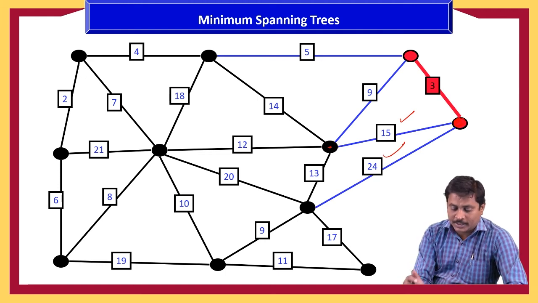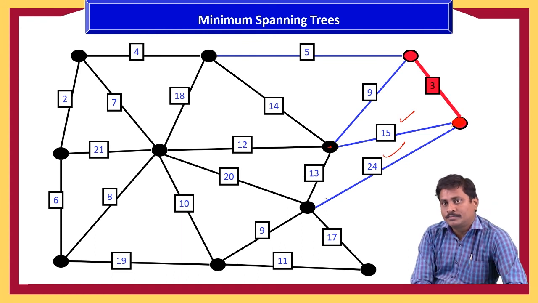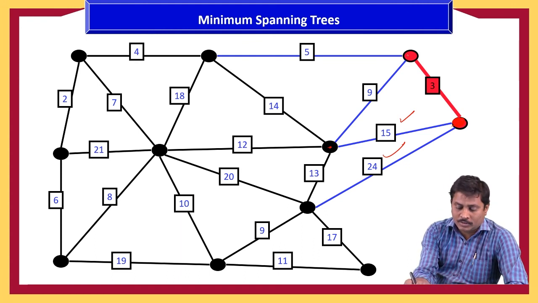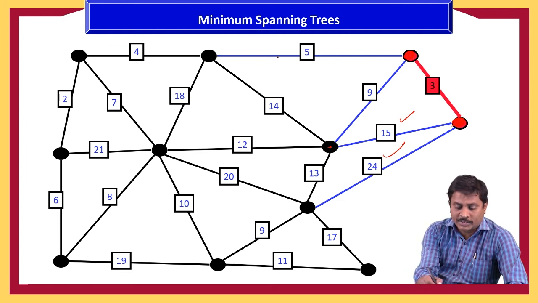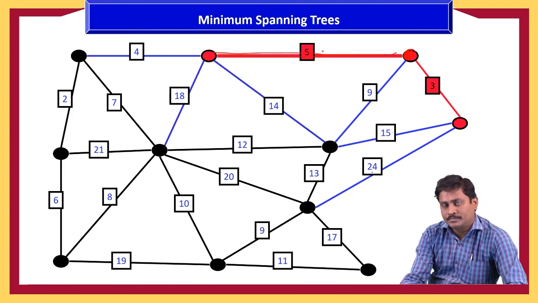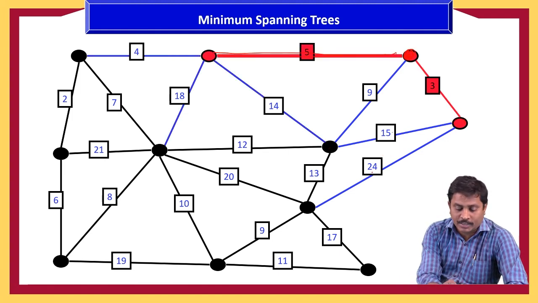Now here we see that this vertex consists of 15, 24. And also this vertex is joined with this edge. So this vertex consists of 5 and 9. Among these, the minimum cost value is 5. We choose that 5. So now we have reached here.